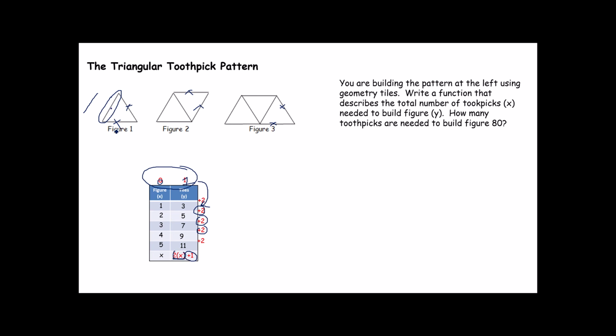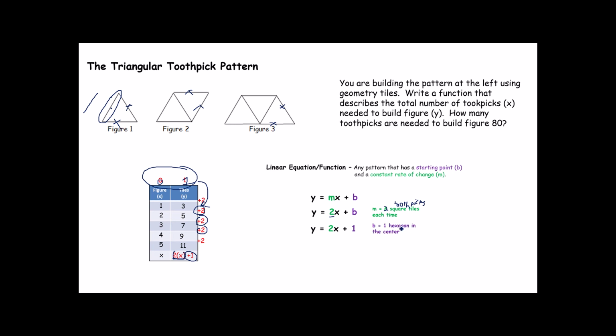The next one you would have 2 more plus the 1 from the initial figure. If a linear function has a starting point and a constant rate of change, or y equals mx plus b, my constant rate of change is the 2. That's the 2 extra toothpicks every time. And when we go down to b, we have that plus 1 because we have that 1 extra toothpick on the first.